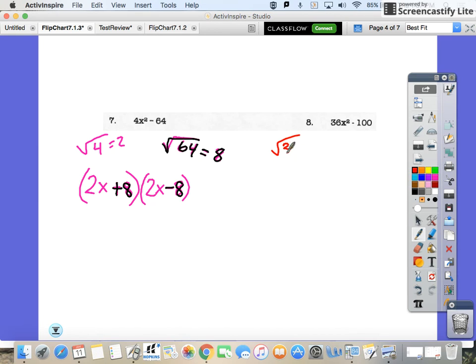For this one, we square root 36, which is 6. Square root 100, which is 10. Take half of that power, which is 1. So we get 6x and 6x, plus 10 minus 10.